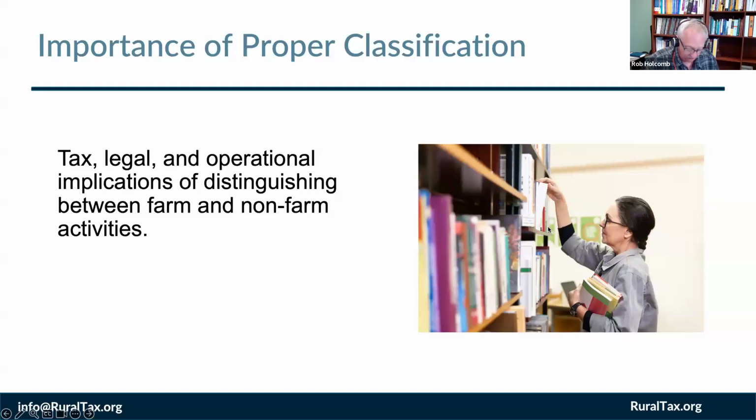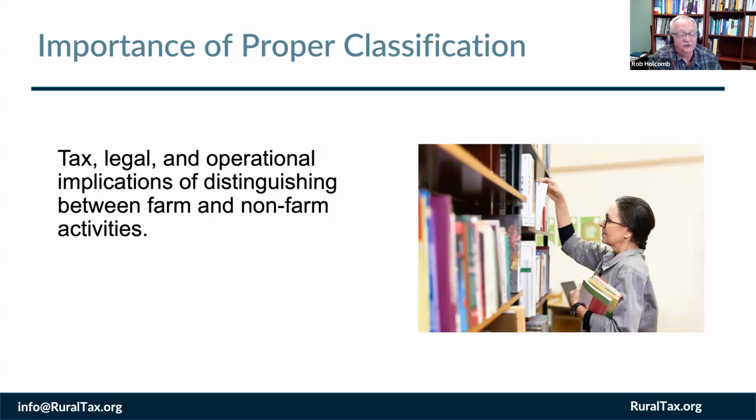The reason we have to be able to differentiate these things is that there are tax, legal, and operational implications for being able to distinguish this. One of the main reasons we have to do this is that farm income gets treated differently on the tax return than non-farm income.